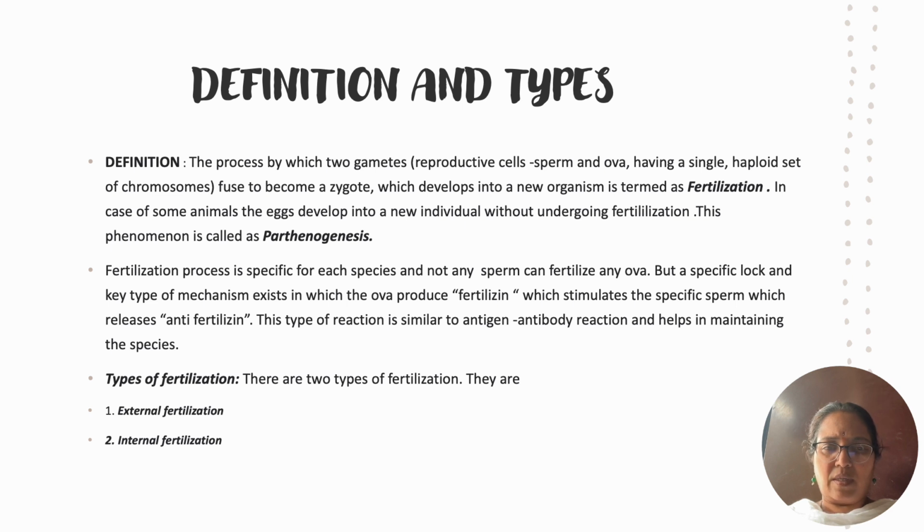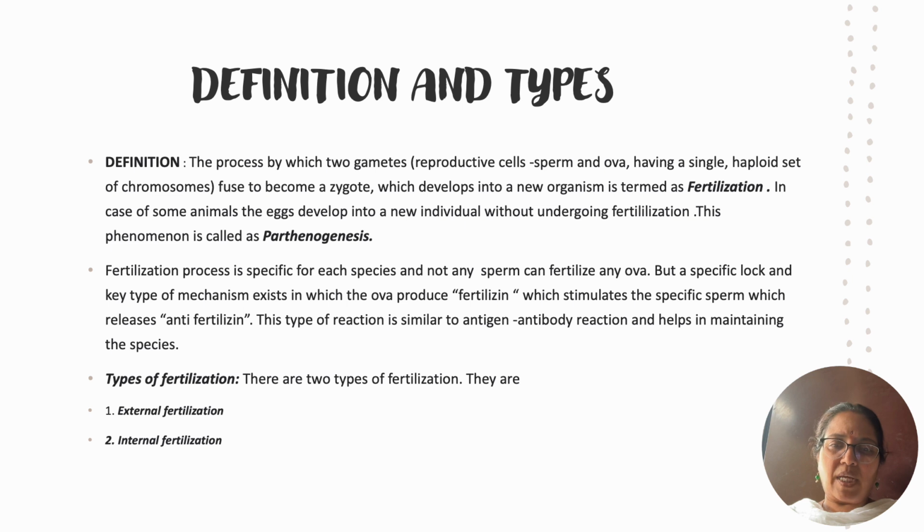The fertilization process is specific for each species and not any sperm can fertilize any ova. A specific lock and key type of mechanism exists in which the ova produce fertilizin, which stimulates the specific sperm, which releases the anti-fertilizin. This type of reaction is similar to an antigen-antibody reaction and helps in maintaining the species.